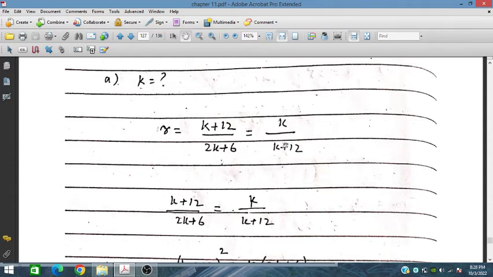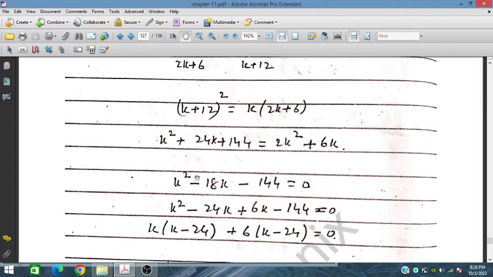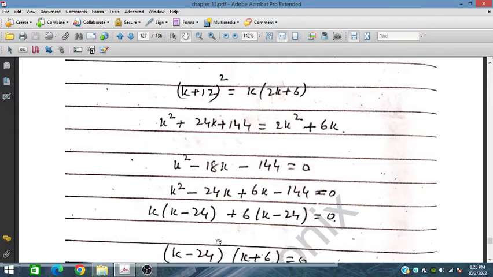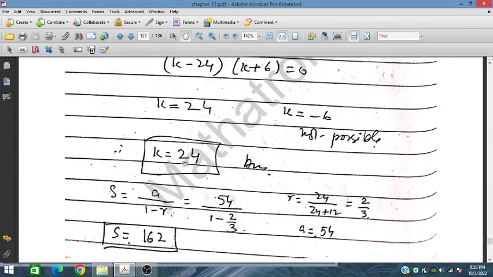So this is k plus 12 whole square, and this is k times 2k plus 6. We will solve it, simplify it, and we obtain k square minus 18k minus 144 is equal to 0. On factorization, we have obtained k is equal to minus 24 and k plus 6. K is equal to minus 6 is not possible, so k is equal to 24. So this was the value of k. So we have obtained the value of k here.